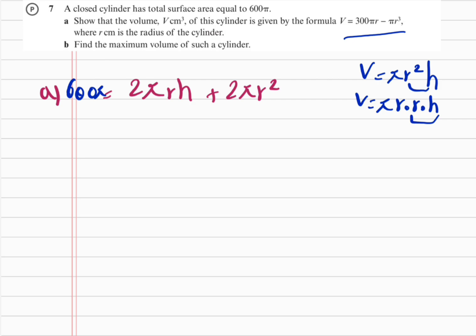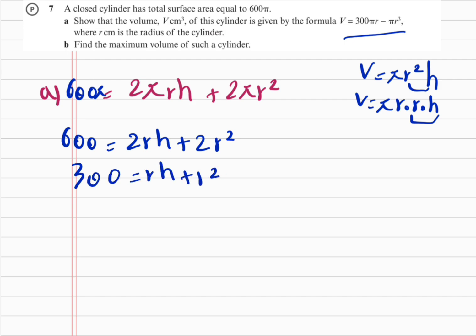So let's now rearrange this and see how we can get there. The first thing is just dividing every term by pi. So we are going to get 600 is equal to 2rh plus 2r squared. That was the first step. And for the second step, we can divide everything by 2. So we get 300 is equal to rh plus r squared.